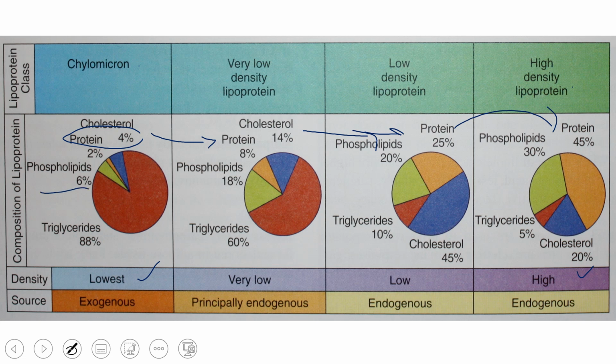You can see phospholipid is 6% in chylomicron, 18% in VLDL, 20% in LDL and 30% in HDL. This phospholipid content varies from book to book. Some books say 47% phospholipid is present in high density lipoprotein. Overall, among all of these, the maximum phospholipid content is in HDL. Not only phospholipid, protein is also highest, and triglyceride decreases in that ratio.